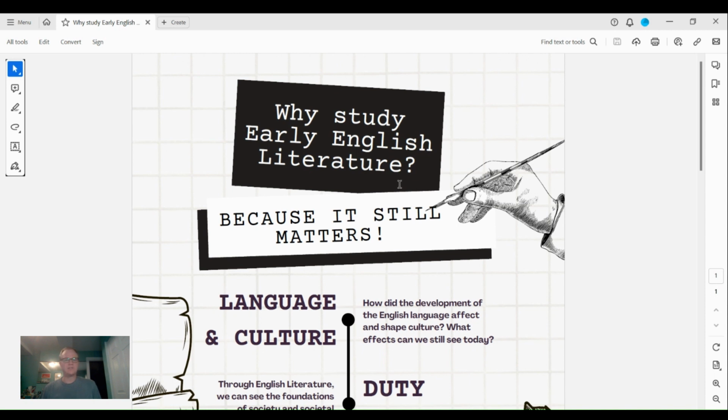And to further solidify the connection between the history, the literature, and our modern understanding, I have this infographic. And essentially, it's an advertisement, right, for this class. Why should we study early English literature? And as I present it to the students, I want them to understand that it still matters, that our ideas of language and culture and how the English language can connect us as a culture, right? The culture is founded through language, but not exclusively, right? But how does that English language affect and shape culture, and what effects do we still see today?